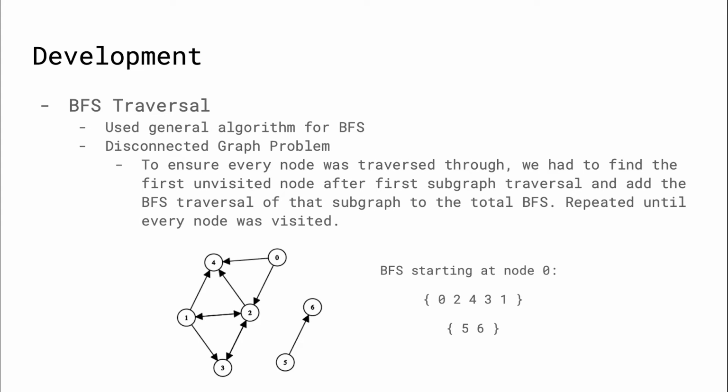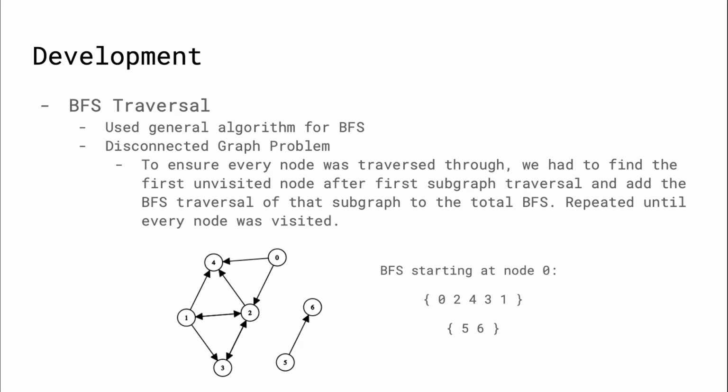Once you do the traversal for a singular node and a singular subgraph, the first unvisited node is the one you do the next BFS traversal on. We kept track of this by having different vectors for the traversal. So you would return a vector of vectors, each vector being a different BFS traversal for each subgraph.